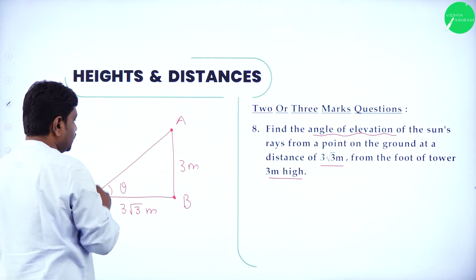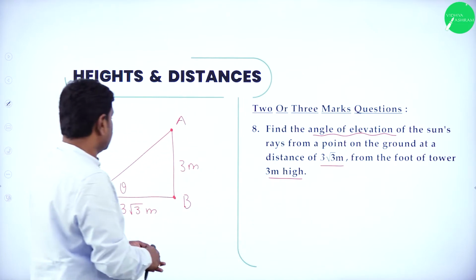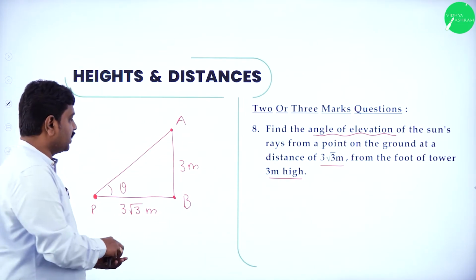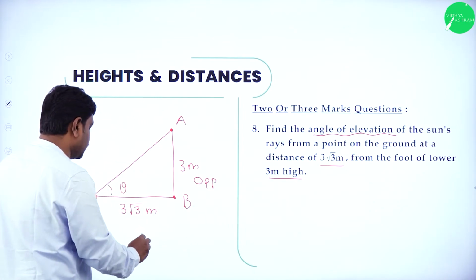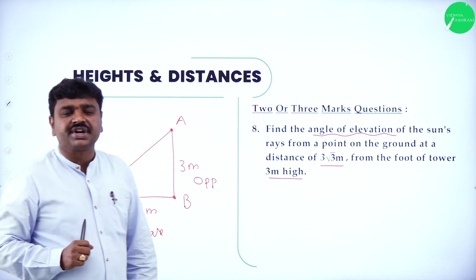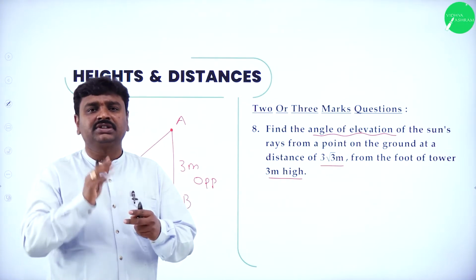So now theta be the angle of elevation. See now they want theta, and what side is given? Opposite to the angle is what side? Opposite side. And this is what? Base. Opposite and base are associated with which trigonometric function? Tan theta. That's why first learn sine, cos, tan.